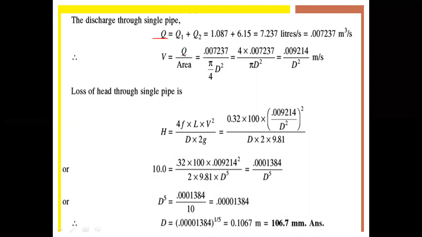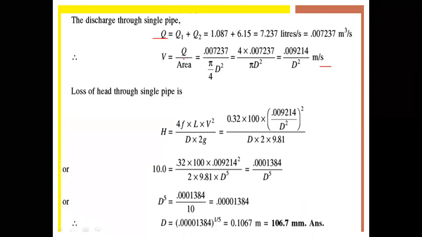Now therefore, substitute the Q value there, area pi by 4 D square. Then simplifying this, 4 into 0.007 by pi, and so on. So finally V is equal to 0.009 divided by D square meters per second. Got it?